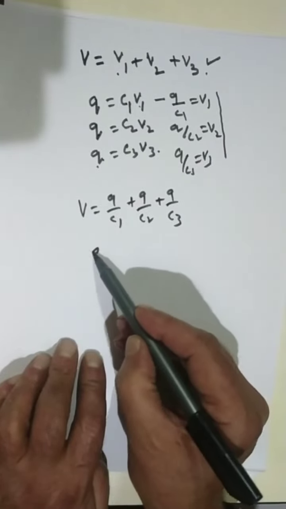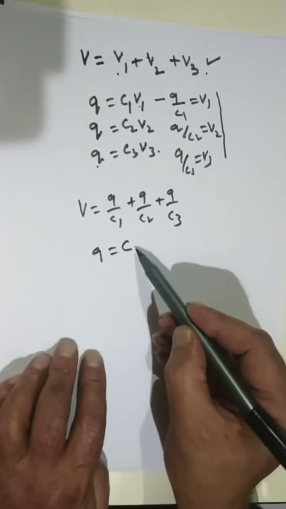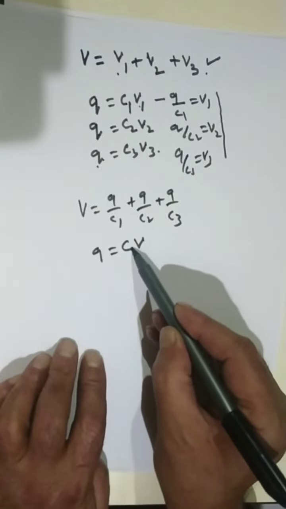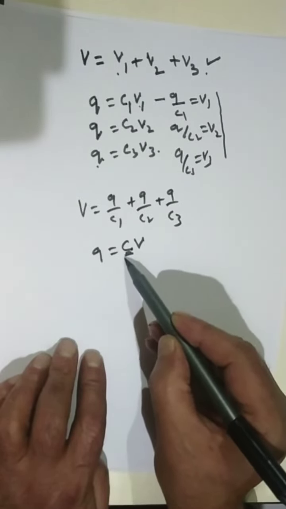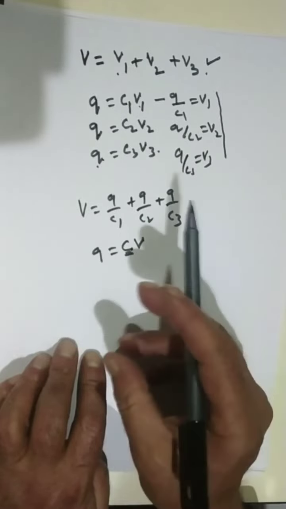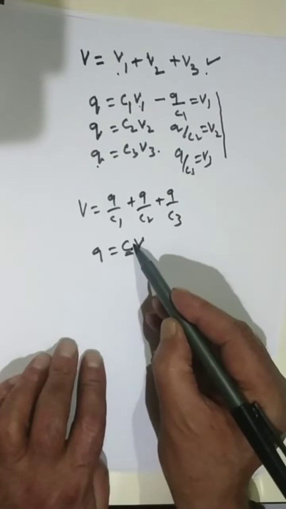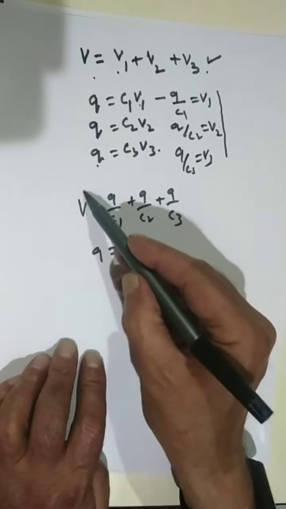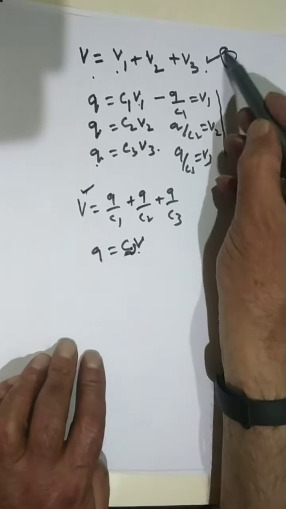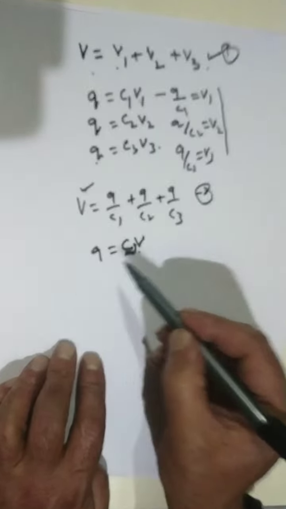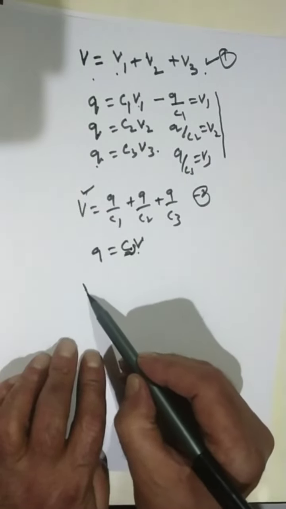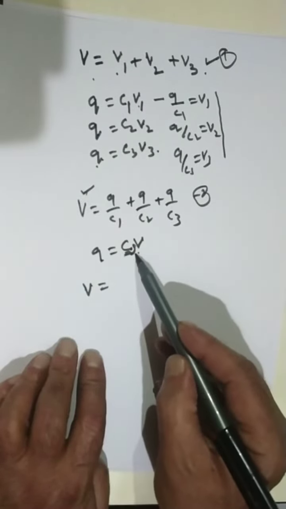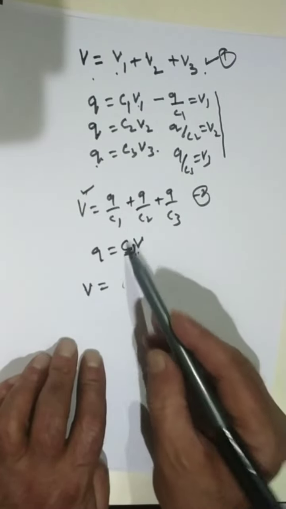Also, Q is equal to C V, where C is the total capacitance of the capacitors which have been connected in series. Let us write it as CS. So substituting in this equation, let us say this is 1, in equation 2, we will get V is equal to Q के बदले में CV. So Q can be taken outside this.